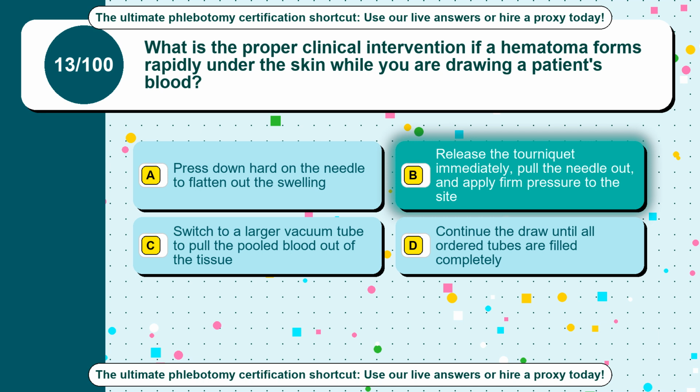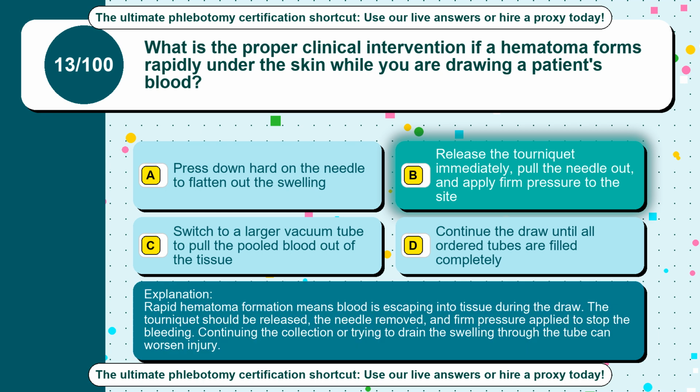The correct answer is option B, release the tourniquet immediately, pull the needle out, and apply firm pressure to the site. Rapid hematoma formation means blood is escaping into tissue during the draw. The tourniquet should be released, the needle removed, and firm pressure applied to stop the bleeding. Continuing the collection or trying to drain the swelling through the tube can worsen injury.